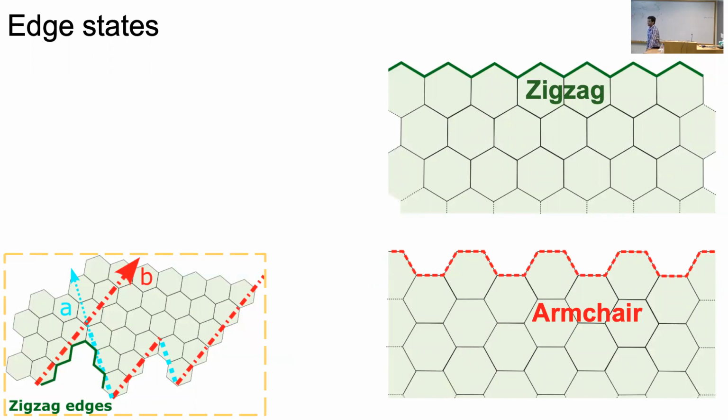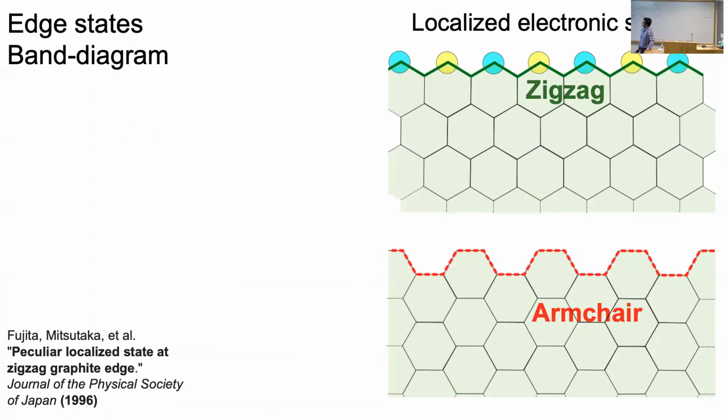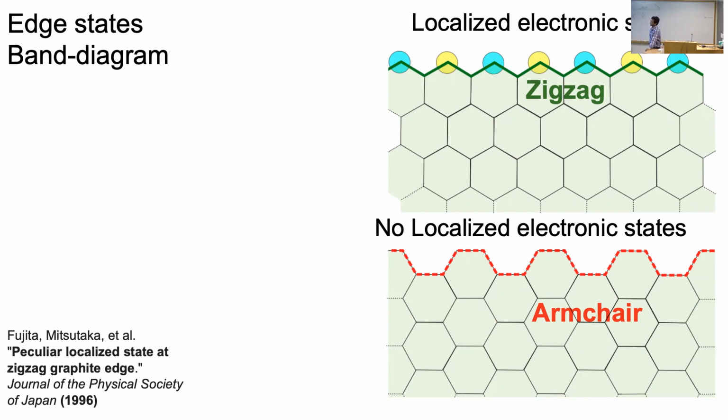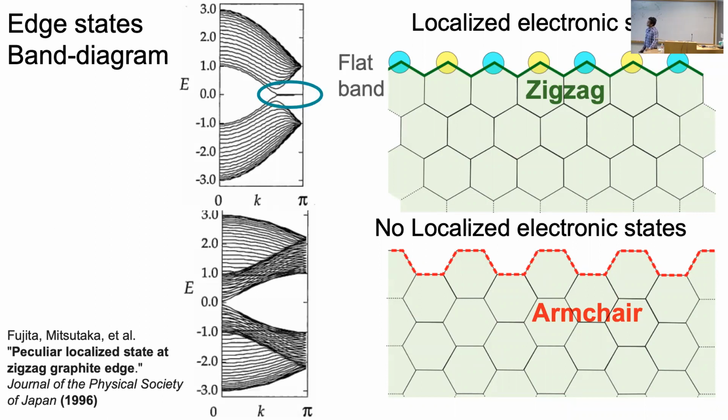Now, it's been theoretically predicted and analytically calculated that zigzag edges have localized electronic states on their edges. And this was theoretically calculated by a group of Japanese scientists during the 90s. And armchair edges do not have any localized electronic states. So what does that mean? So when they calculated the band diagram of these zigzag nanoribbons, they found out that these zigzag edges have something called a flat band.